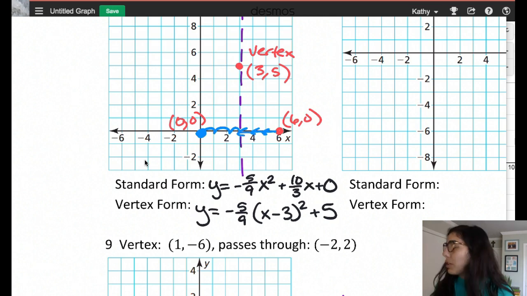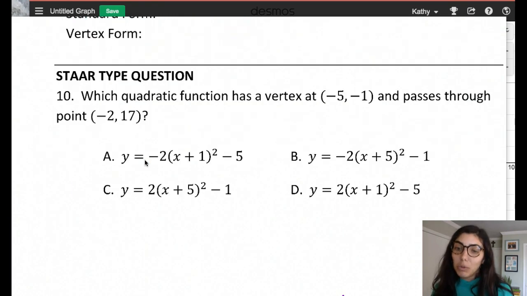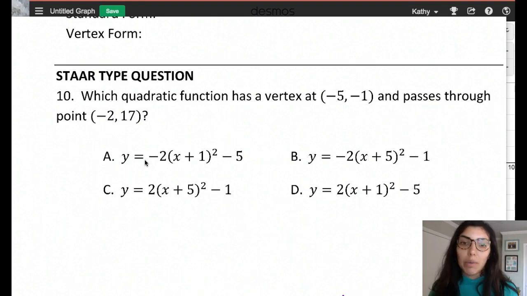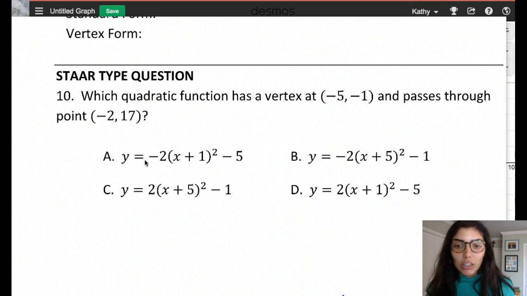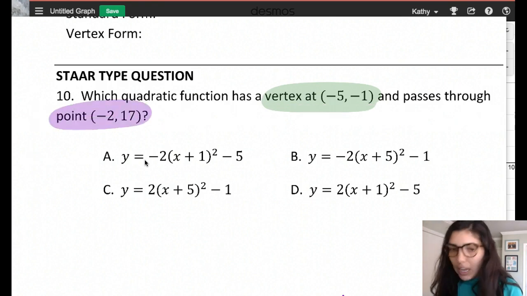Let's pop down to number 10, which is a star type question, or how we might ask on multiple choice questions. It is the same kind of question as number 7, but when you're presented with multiple choice answers, you can do some matching to match up the vocabulary and not necessarily have to go through the entire regression sequence. What I mean by that is, we're going to take the information of having a vertex at (-5, -1) and the passes through point of (-2, 17), and we're just going to see which one of these answer choices does that.